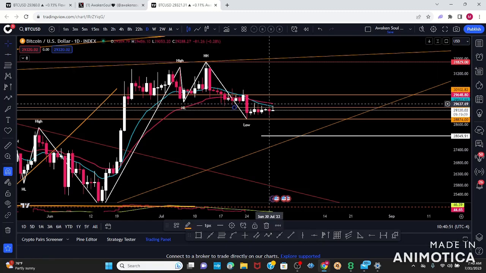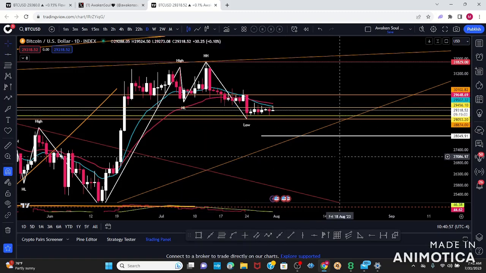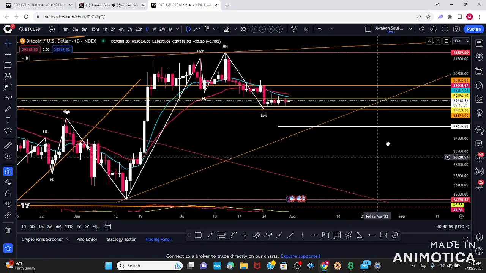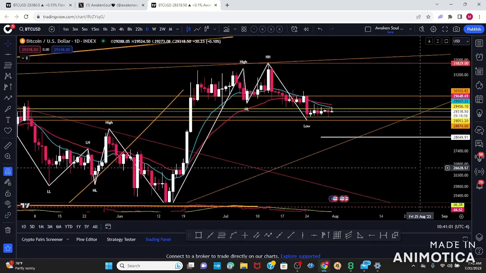Our range, again, is going to be based on the previous candle. This is going to be my high. This is going to be my low. And let's set some trend lines. Where could I set my trend lines on the daily?